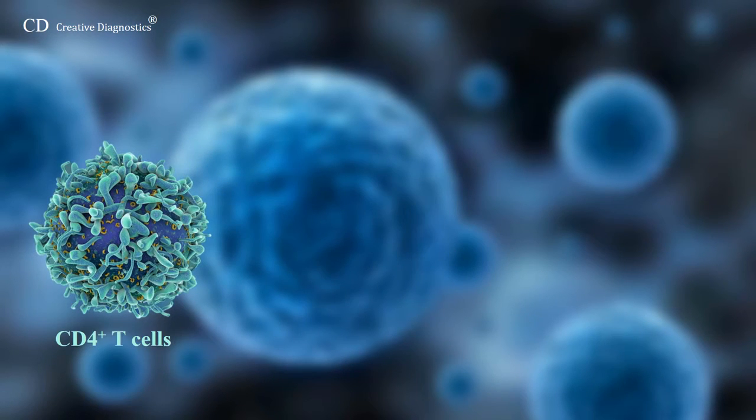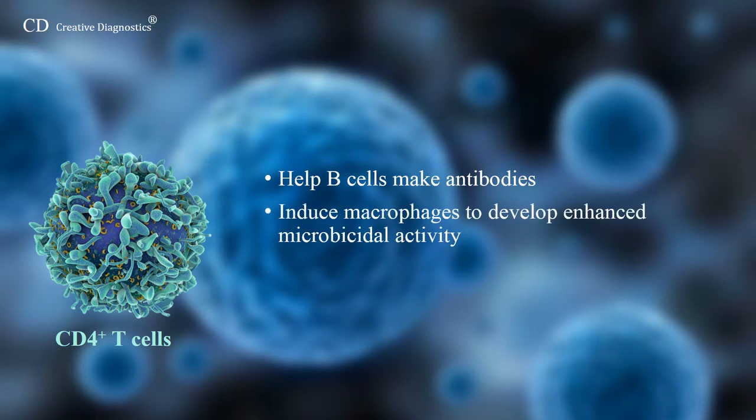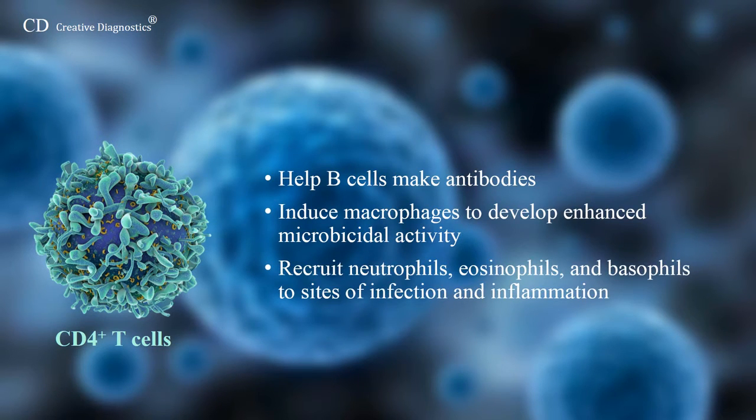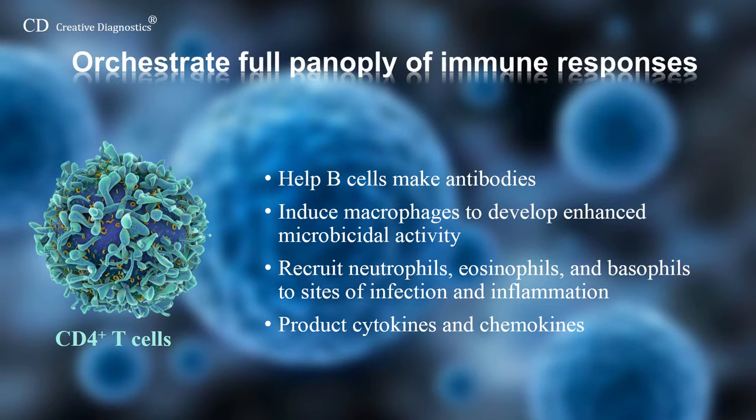These cells suppress or regulate immune responses through their capacity to help B cells make antibodies, to induce macrophages to develop enhanced microbicidal activity, to recruit neutrophils, eosinophils, and basophils to sites of infection and inflammation, and, through their production of cytokines and chemokines, they orchestrate the full panoply of immune responses.